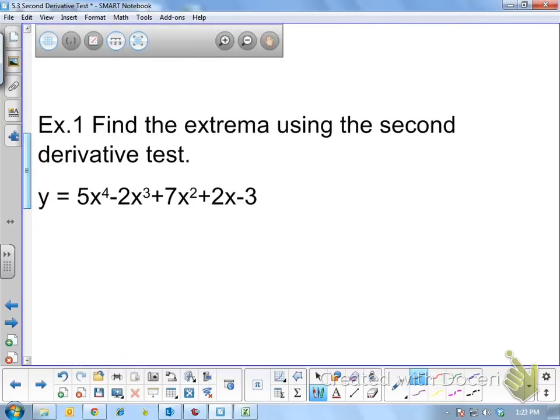So we're going to start with an example where we could technically use the first derivative test. This is one where that would be extreme. That's why it's called extreme. I could do the first derivative test because it's a continuous function that I'm working with, and I could do a line test.